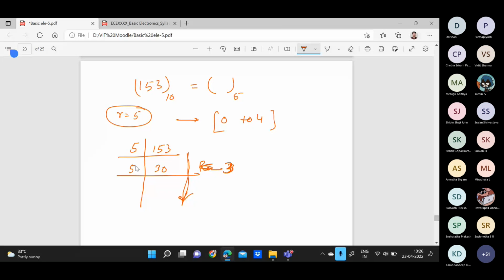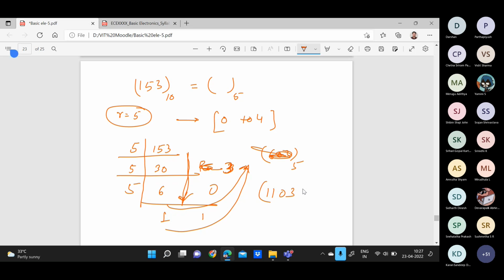One minute. 30 divided by 5 is 6, right? So if you again divide it by 5, what will you get here? 6, and the remainder will be 0. So the answer will be 603. 603 will be in base 5. Understand? No, sir, we can still divide it further. Yes, you can divide it further. So what will you get here? You get 1 and the remainder is 1. 1103 is the answer. 1103 in base 5.